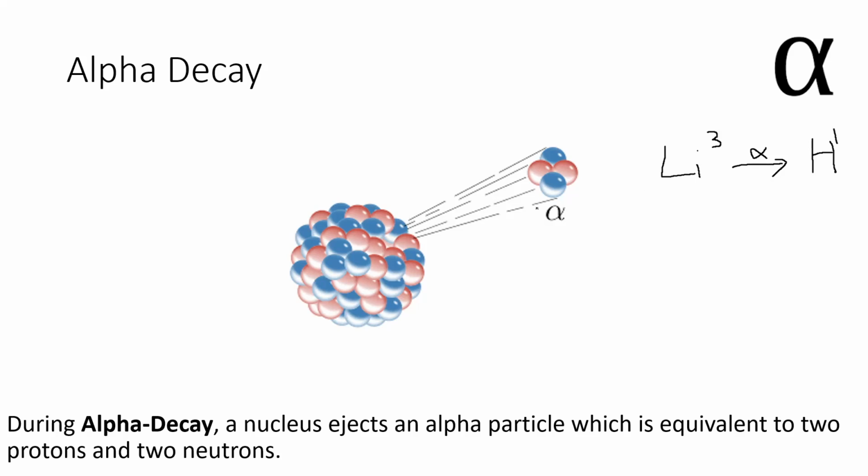It usually happens with elements in the periodic table that have a very large nucleus, because those are the ones that are often unstable. Okay, so this is alpha decay. It's a very weak sort of decay. It can actually be stopped by just a piece of paper. All right, let's move on to beta decay.